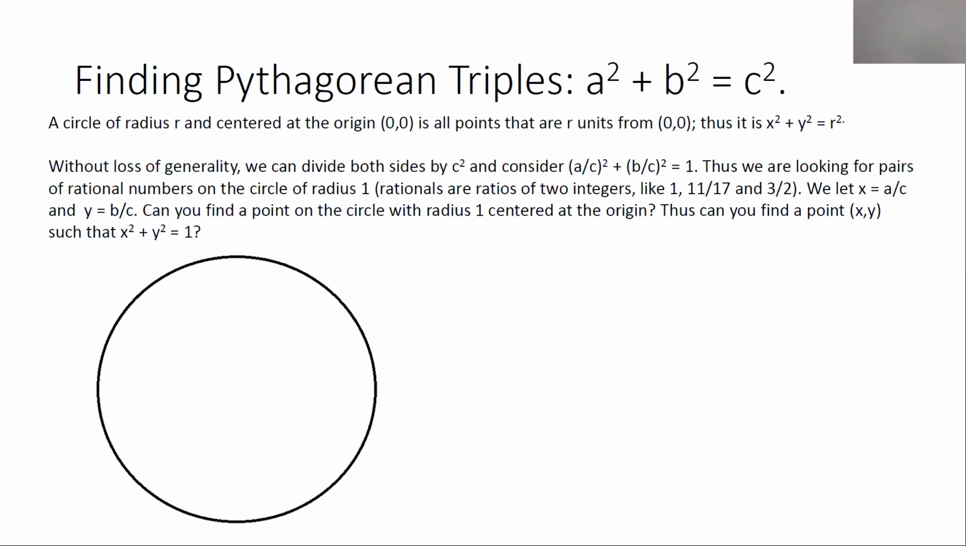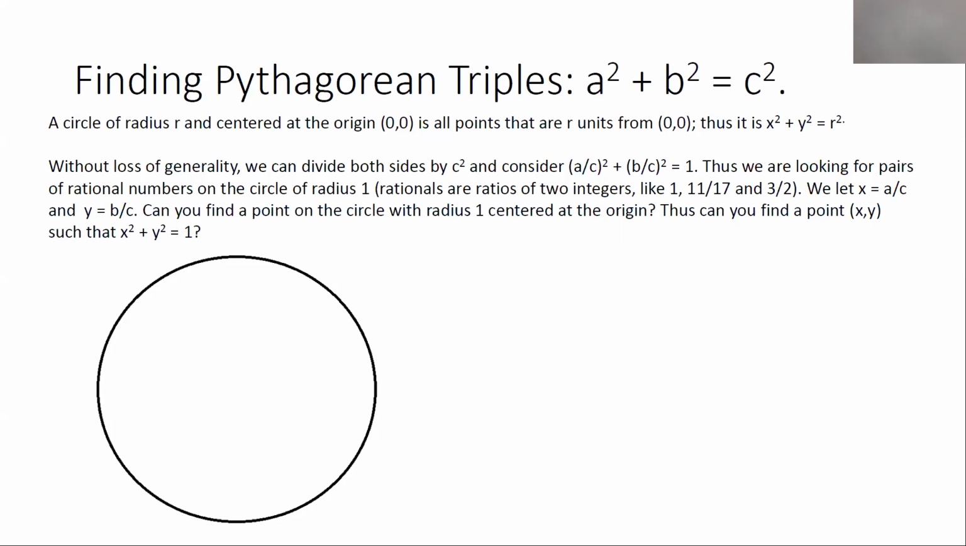Okay. So if I have a squared plus b squared equals c squared, I can make things a little bit easier by dividing both sides by c squared. So I'll have a over c squared plus b over c squared equals 1. So do you know what a rational number is? So an integer is numbers like 1, 5, 7, negative 12, 13. A rational number is a ratio of two integers, like 3/5, 1/7, 11/17, 3/2.